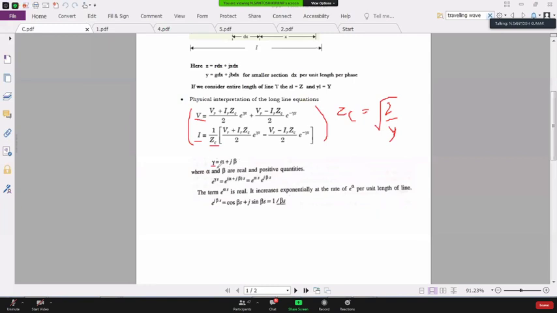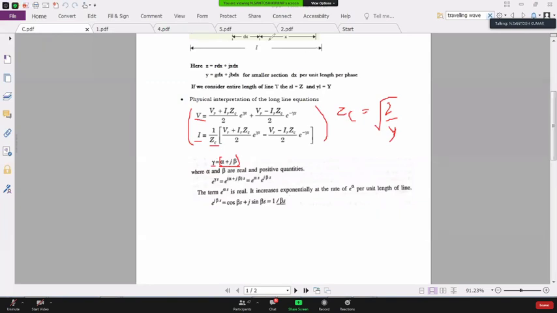Now we see this propagation constant. We write it as the sum of a real term alpha and an imaginary term beta. Because impedance has a real term and an imaginary term, and admittance has a real term and an imaginary term, in the same way the propagation constant also has a real term and an imaginary term. So for the imaginary term, I am writing j here.